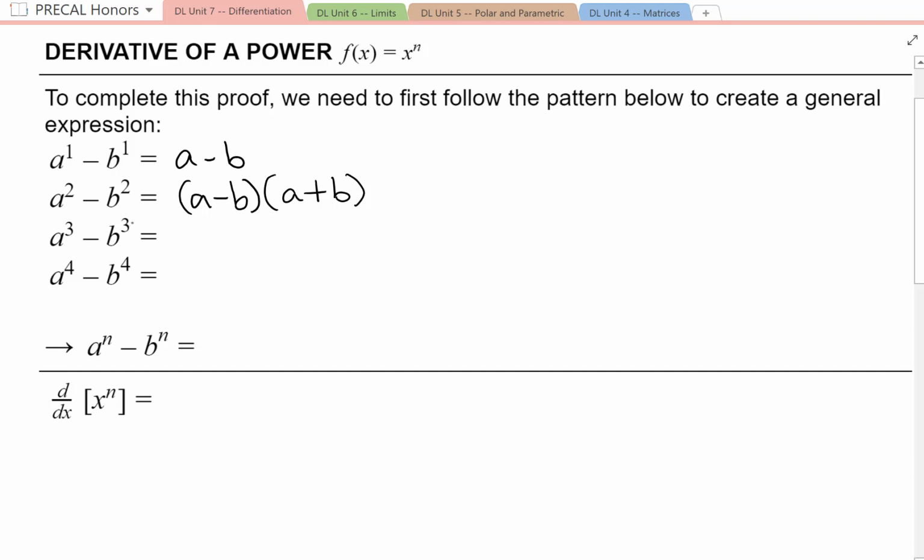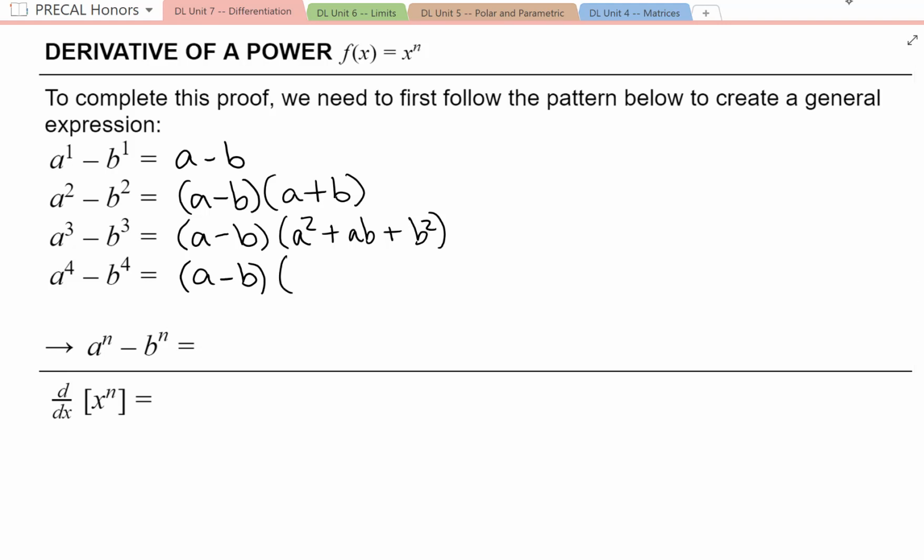A cubed minus b cubed, the difference of cubes, factors to be a minus b times a trinomial: a squared plus ab plus b squared. Next, a to the 4th minus b to the 4th: a minus b times a quadrinomial. The powers inside of here will follow the pattern. A to the power of 3, right? We're going down by 1 each time.